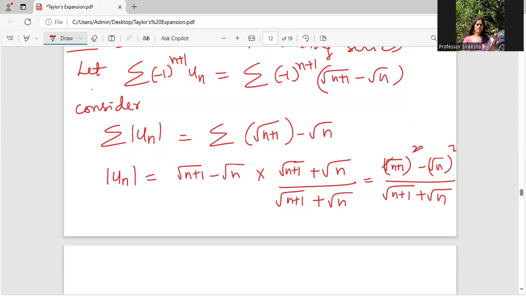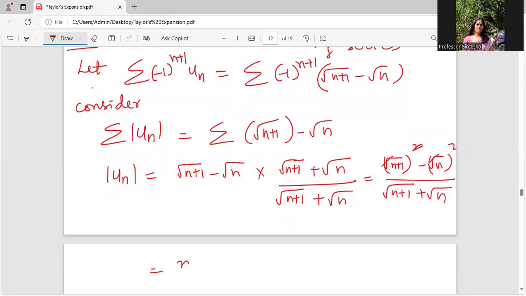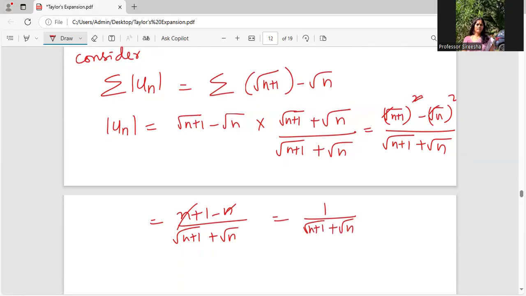This root squared goes off, so I'll have n plus 1 minus n by root n plus 1 plus root n. This minus n and plus n get cancelled off, leaving 1 by root n plus 1 plus root n. This is what I have in un. Now, as we have discussed the comparison test, and this doesn't have factorials, for this positive series I can go with the comparison test.